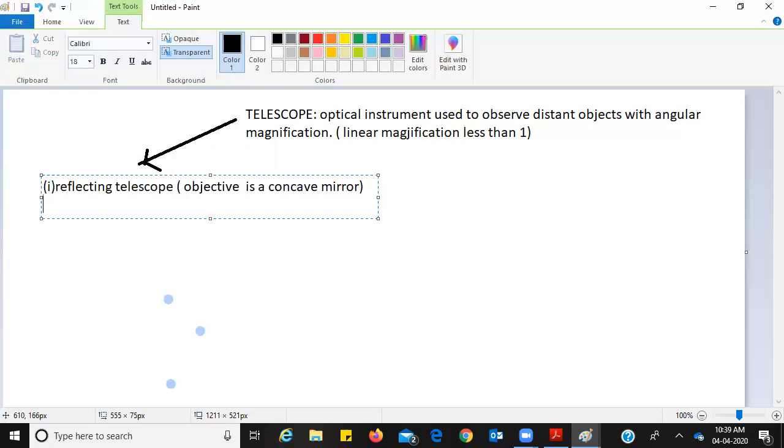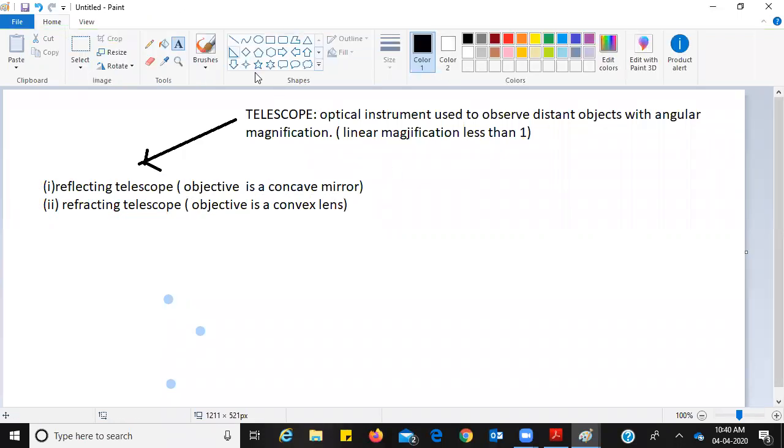Refractive, that is the refracting telescope, where the objective is a convex lens. This is one classification. We see what are the advantages of reflecting or refracting on the way. One type of classification.